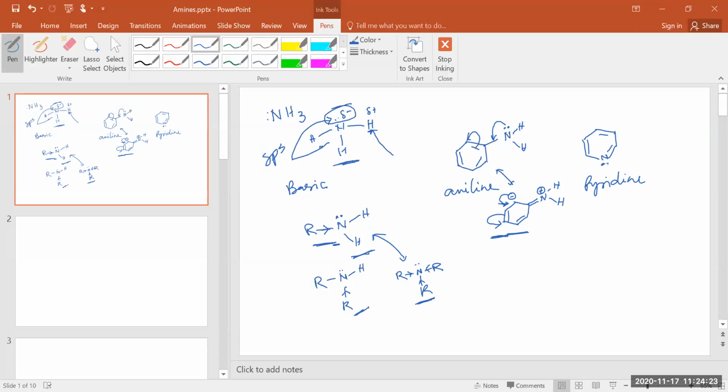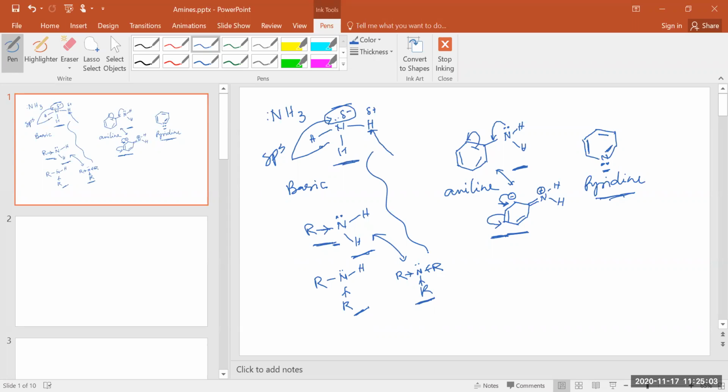But in pyridines, see, the lone pair is sitting outside the ring on nitrogen. It doesn't participate in resonance, so here also the lone pair is free. Because the lone pair is free, pyridines are more basic than anilines, much more basic. But one thing to remember, pyridines are less basic than aliphatic amines.